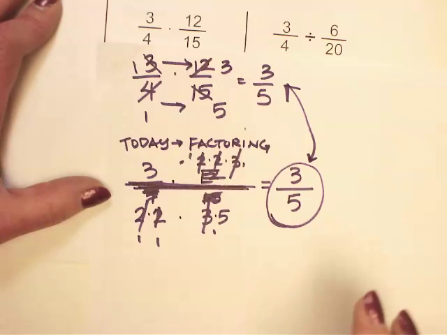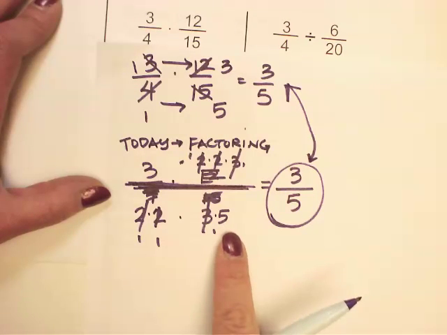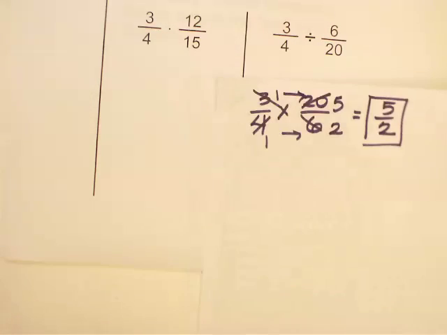Now the beauty in this is, today you won't have numbers. That's why we're going to have to do it by factoring. Some of you are probably saying, but I can just multiply and cancel, can't I? Well, stay tuned. Okay? So we can do the same thing with the division problem.